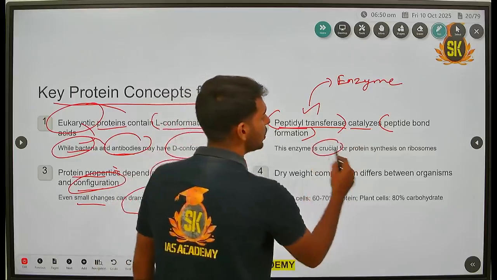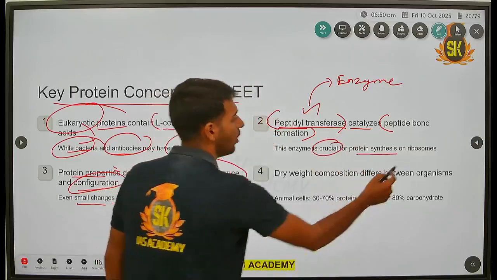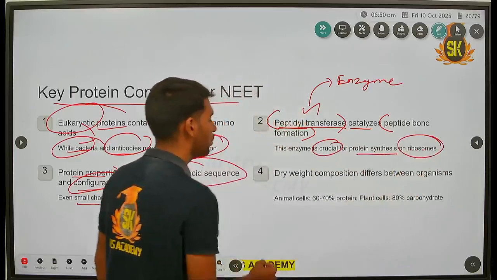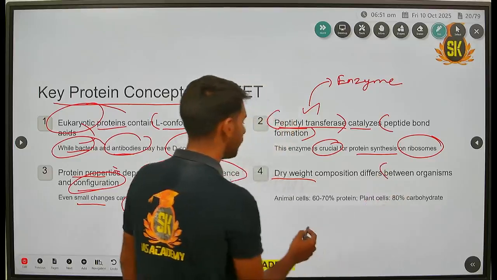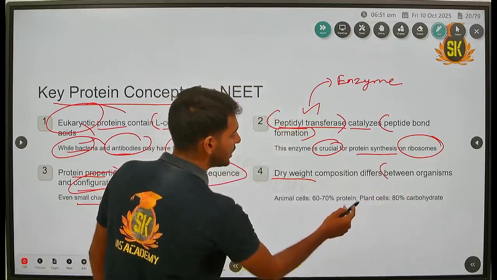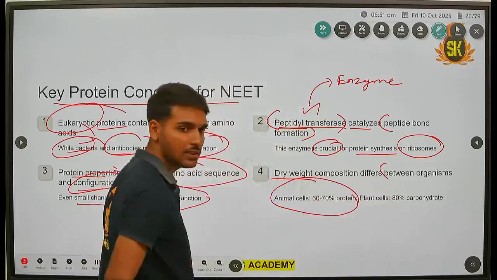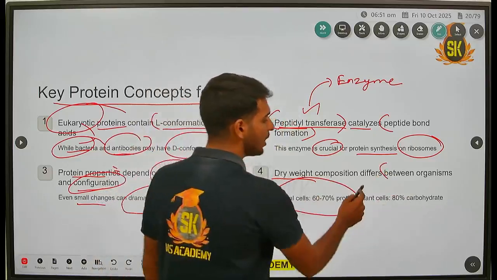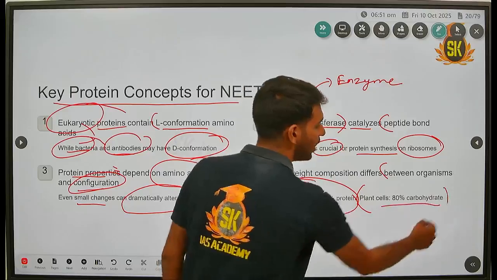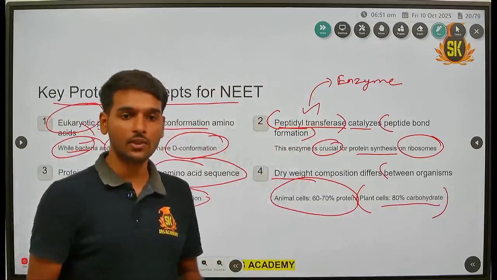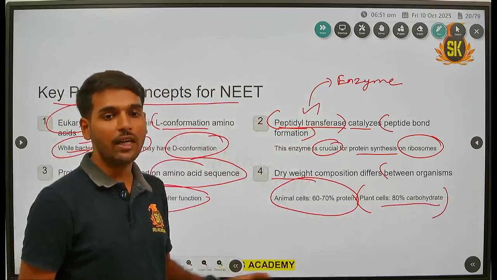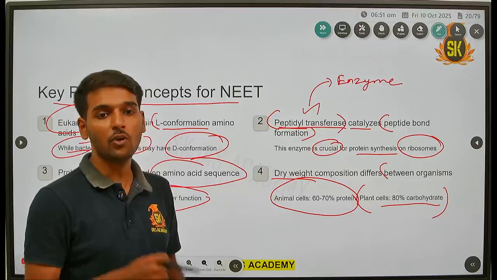This enzyme is crucial for protein synthesis, which is acting on the ribosomes. Dry weight composition differs between organisms. In animal cells, 60 to 70% is proteins, whereas in plant cells, 80% is considered carbohydrate. Now, we are not talking about the whole concentration, but the dry weight, that is, without water.